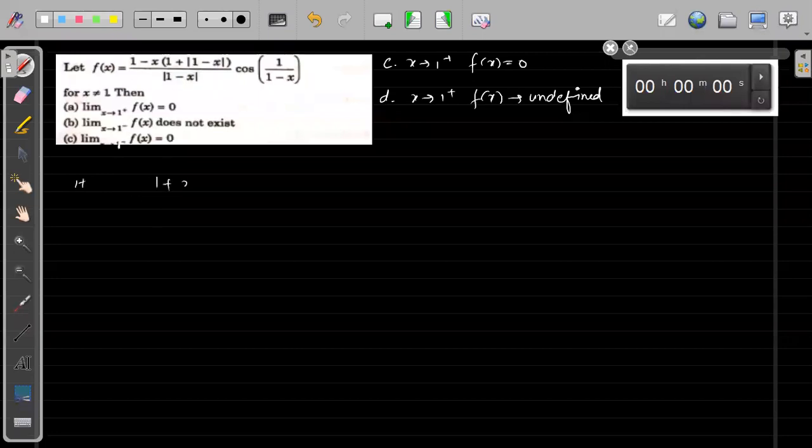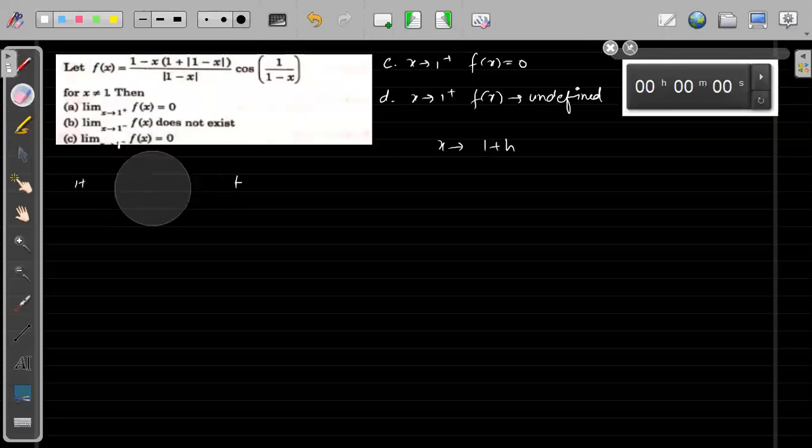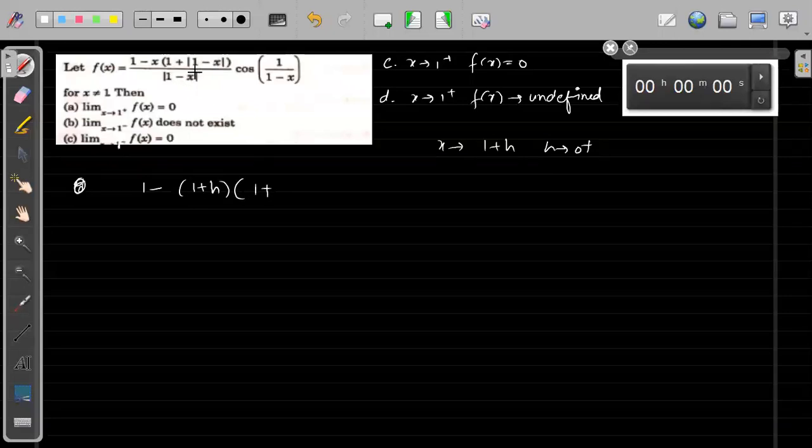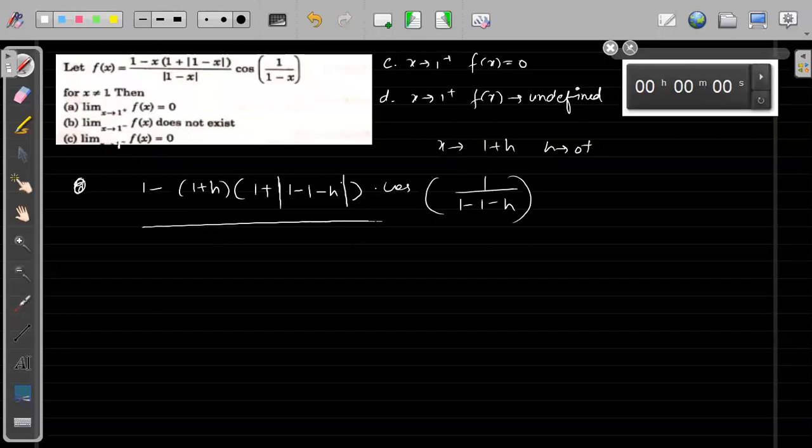So let's take 1 plus and I will check the question. So this is 1 plus x into 1 plus, sorry, this is 1 plus. So I can write x as 1 plus h, and h is tending to 0 plus. So this will become 1 minus 1 plus h into 1 plus modulus of 1 minus h, right? This is the modulus function. I will write it bigger, into cos of 1 upon 1 minus h, divided by, sorry, the whole thing is divided by modulus of 1 minus h.